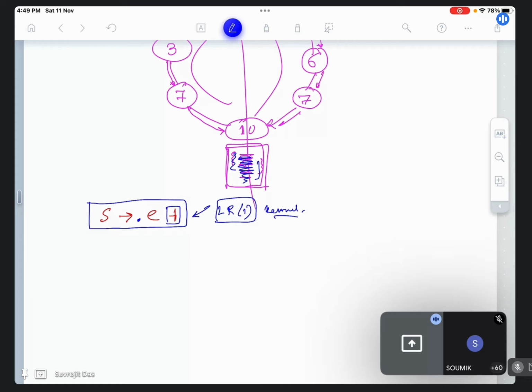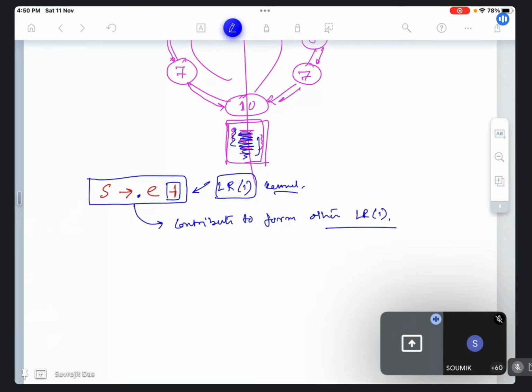Now, this item will contribute to form other LR items, right? In a very recursive procedure, you can write an algorithm for that.